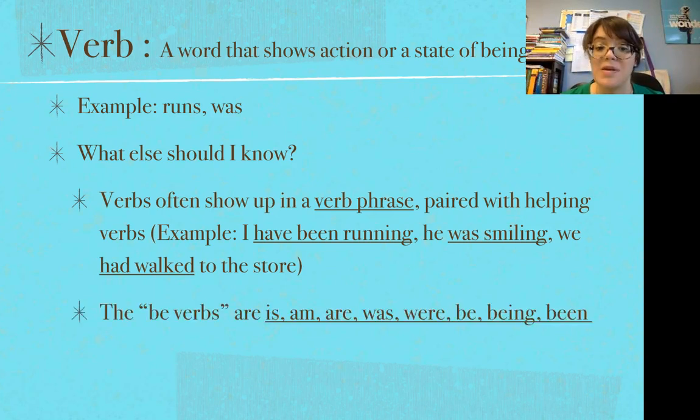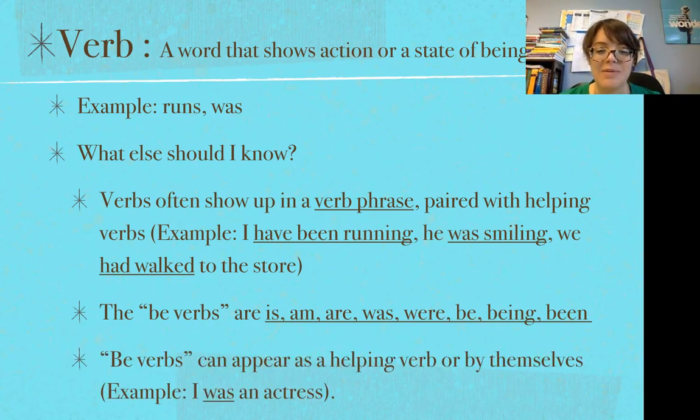All right, the be verbs are is, am, are, was, were, be, being, been. Got in trouble with those last year. And be verbs can appear as helping verbs or by themselves. They can be the main verb of your sentence or they can just be there to help out.